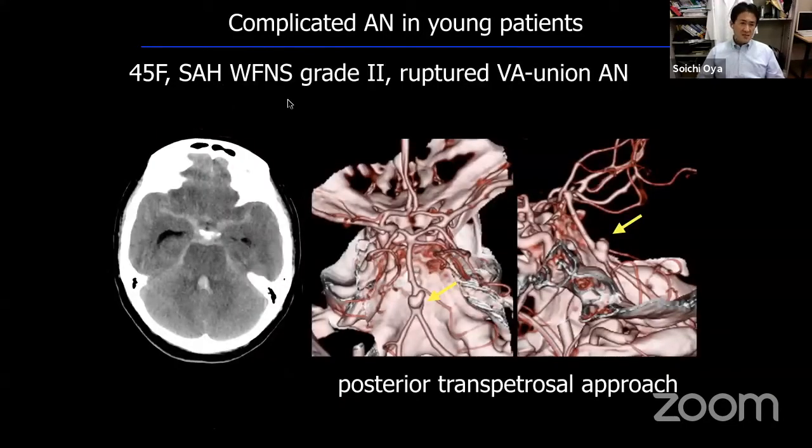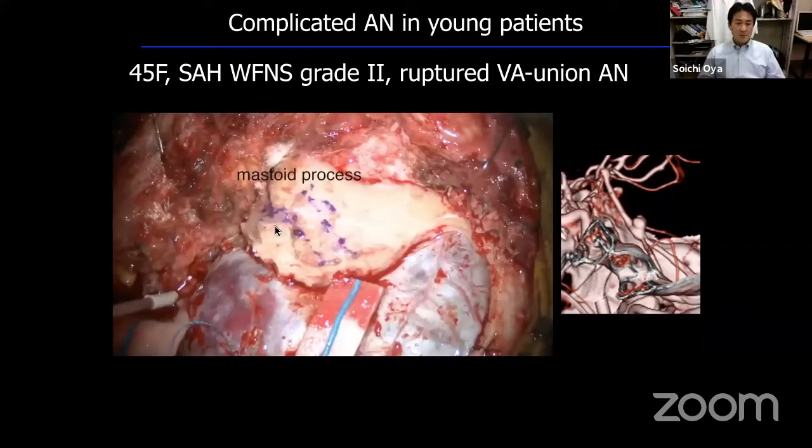And this is the last case. She also had a subarachnoid hemorrhage. She was young and had a ruptured VA union aneurysm. But in this case, the location was a little bit higher than the previous one. So we chose the posterior transpetrosal approach only. And from this case, I would like to emphasize the importance of preservation of the venous drainage. So this is a left side approach, temporal lobe here, and this is the posterior fossa, mastoid process.